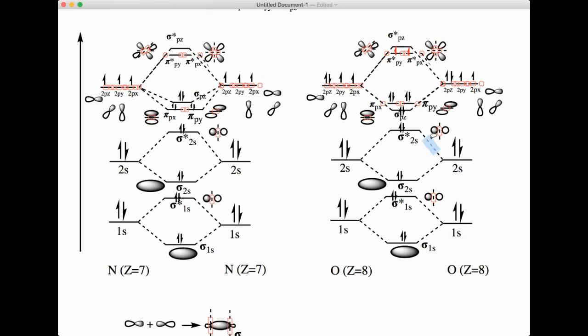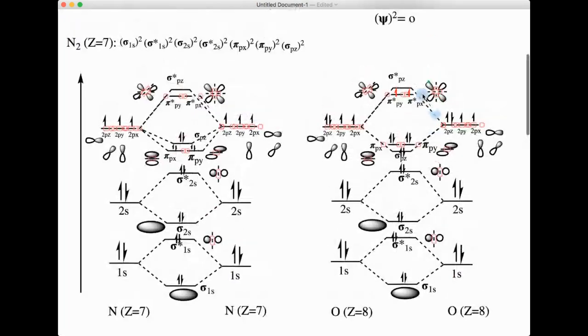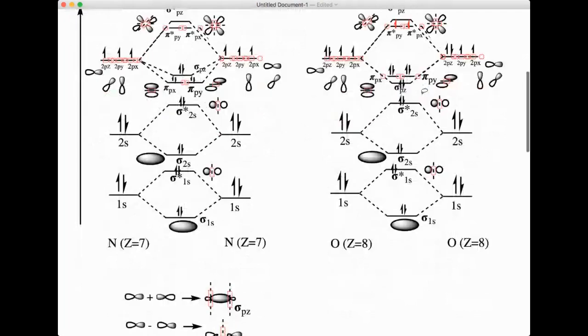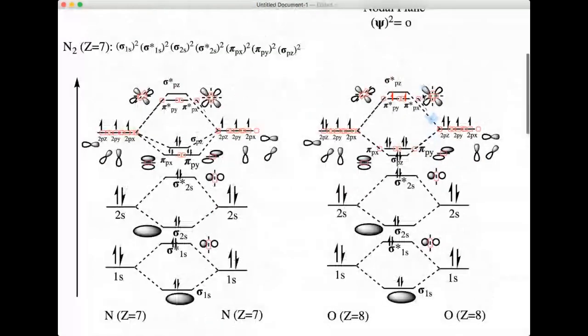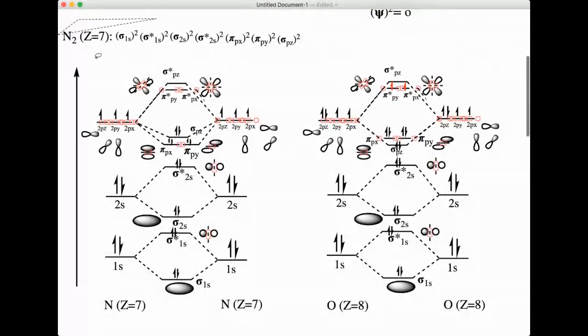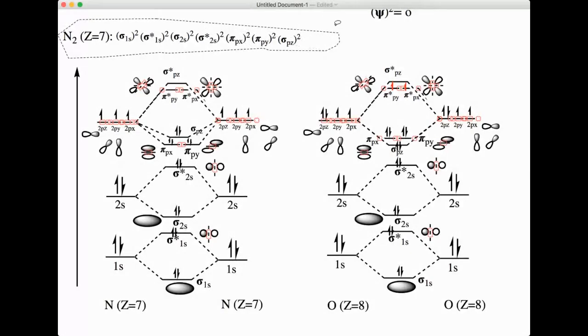Exactly. Okay, guys, so a couple of things. And this is going to be a very interesting thing for you guys to see, okay? So let's calculate the bond order. First of all, what would be the electronic configuration of the molecule of oxygen? So let's write this down. I'm going to copy and paste this below.